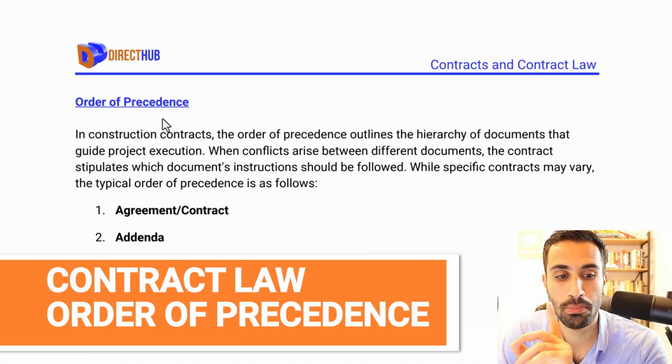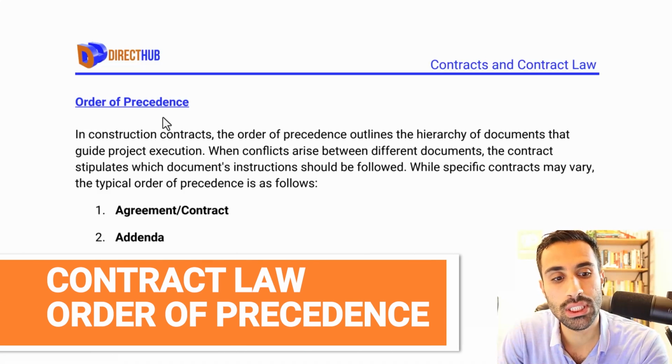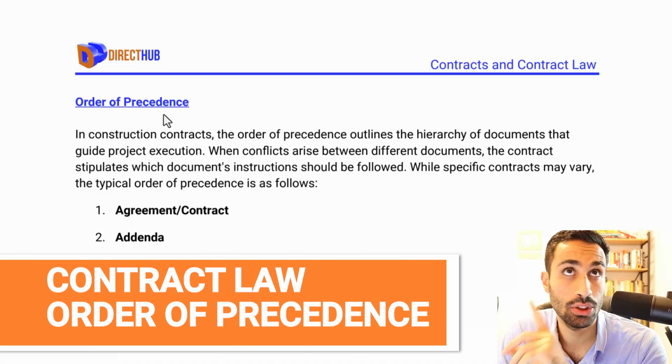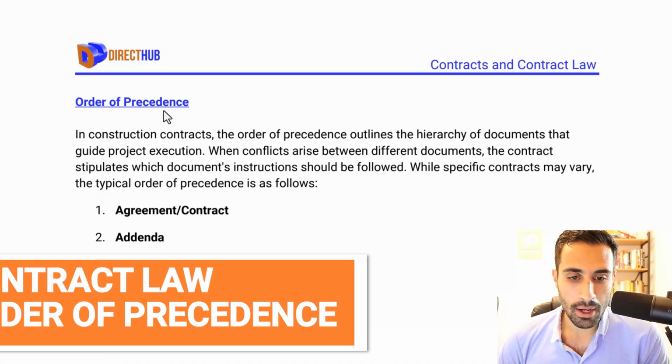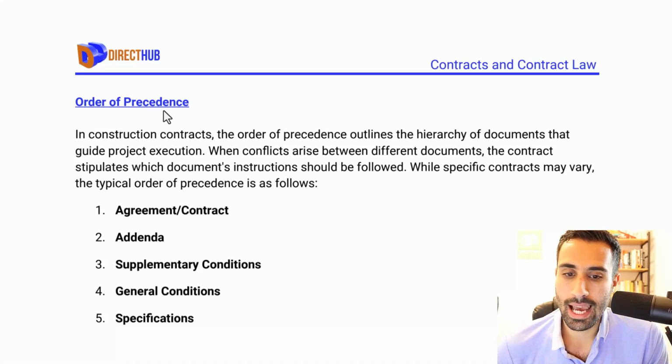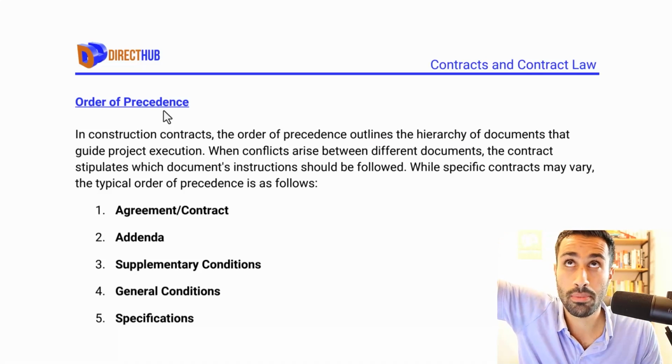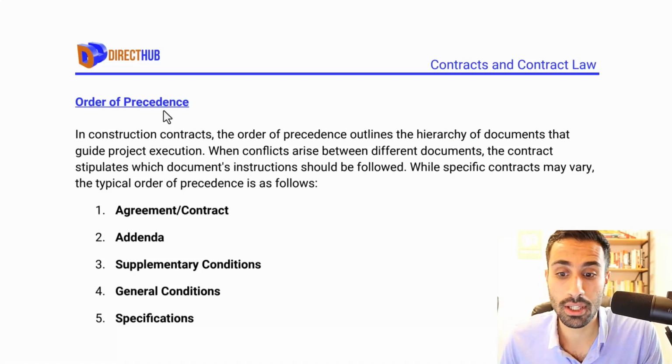The order of precedence. I want you to know what this means. This also relates again to the construction engineering section, so let's just cover it in here as well. The order of precedence outlines the hierarchy. There's a top, there's a bottom hierarchy of documents that guide project execution.